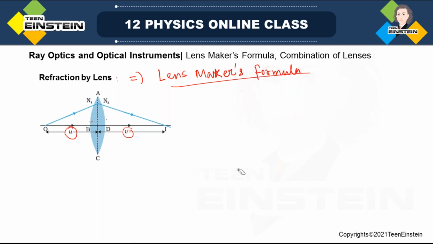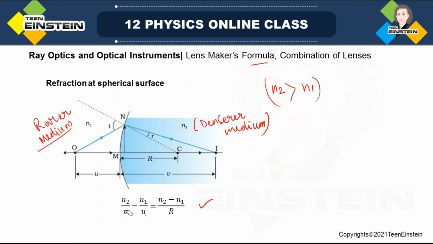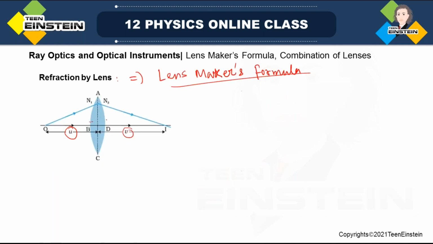We have to keep in mind this particular formula, n2 by v. V is the image distance, u is the object distance. These are the things we have to remember. That formula we have to remember a little bit, and using that we'll be able to derive the lens maker's formula.